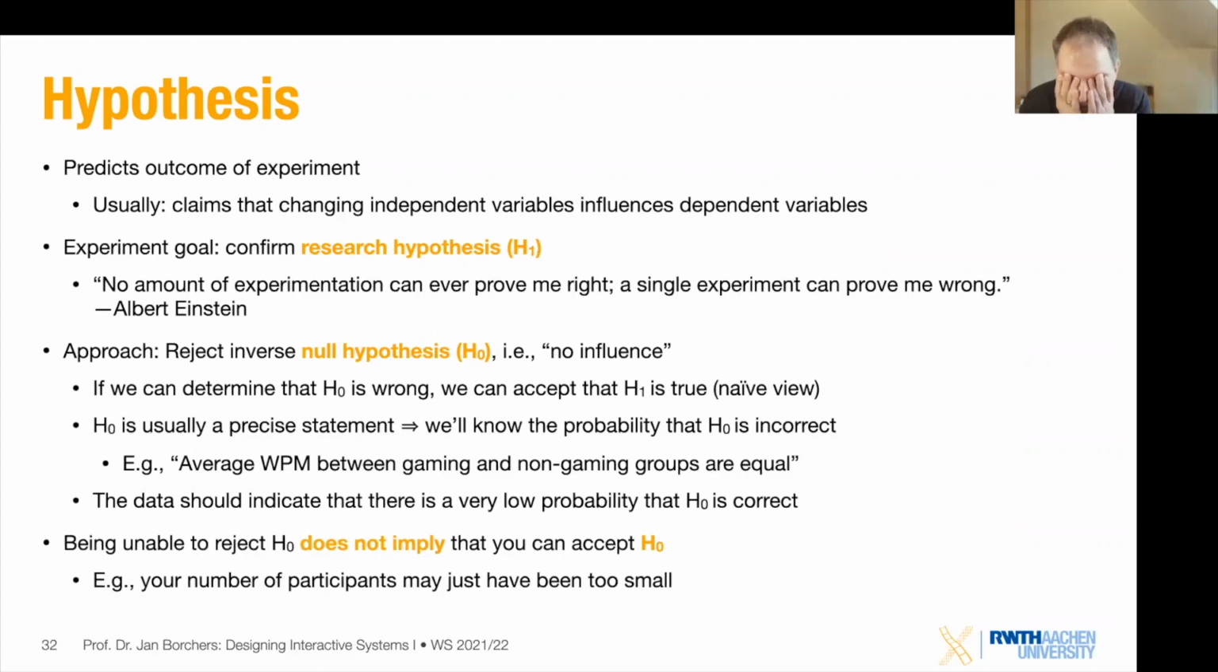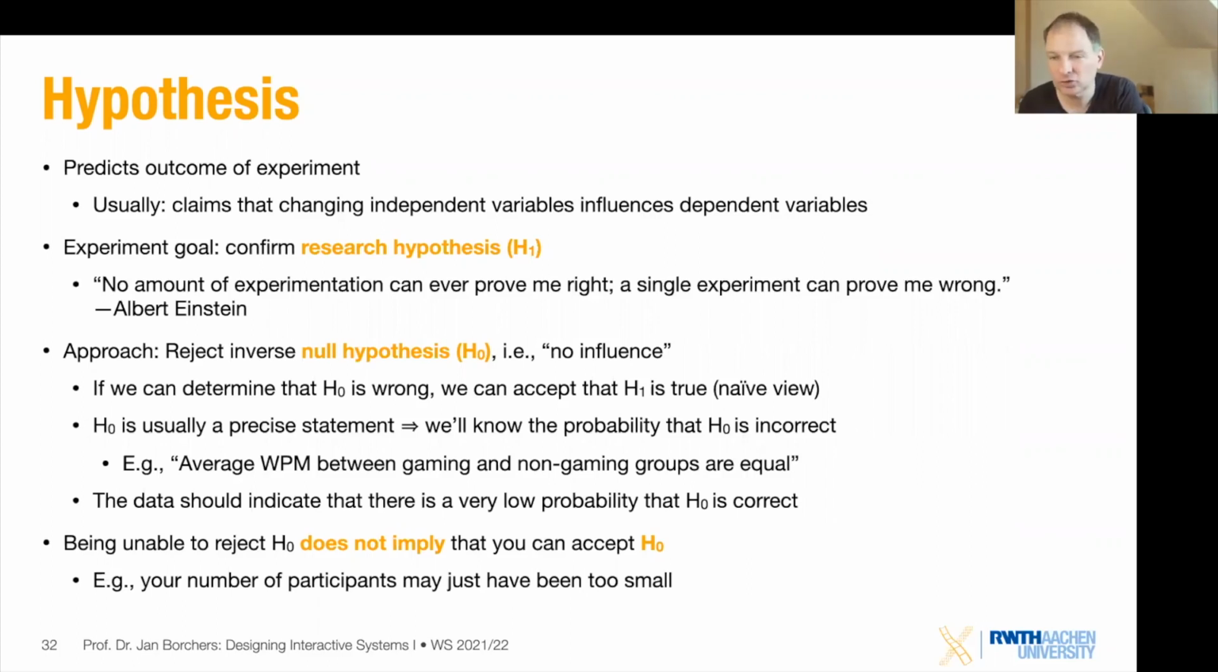And then here's something important to understand. If you run your study and it doesn't work out the way that you expected, you cannot reject H0. This doesn't mean then that you can accept H0. What I mean by this is, if you run your experiment and, for example, your null hypothesis is average words per minute between gaming and non-gaming groups are equal, and you try to reject it with the experiment you did, and the rejection fails due to the numbers that the statistic give out, then you cannot say, oh, I've now proven that the average words per minute between gaming and non-gaming groups are equal. Remember Einstein's quote, right? You haven't proven H0 to be right. You can only say that you have not been able to reject H0.